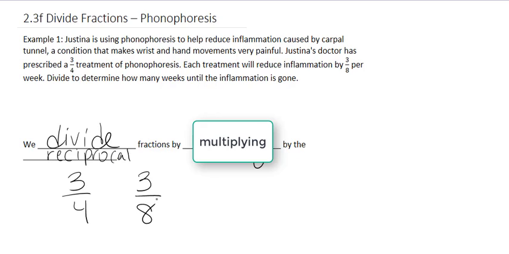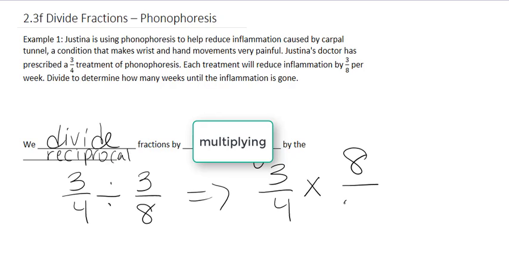So now we need to write the divide sign. So we will write it right here. So we rewrite the first number and exchange the division sign for the multiplication sign, because we're going to multiply by the reciprocal. So we have 3/4 now times, and then we change the second number to the reciprocal. So we have 8/3.